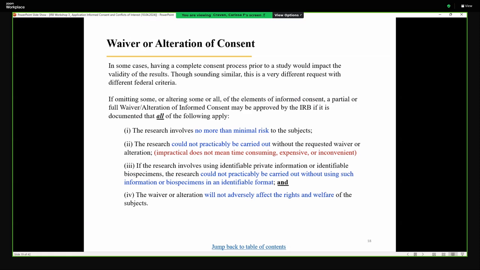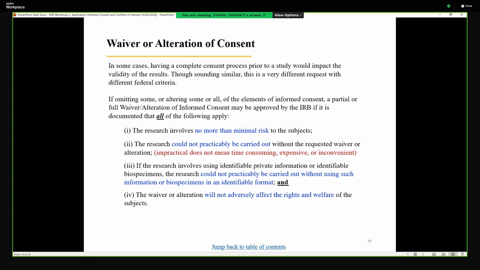If you are collecting identifiable private information or biospecimens, you also need to show or demonstrate or justify that you can't do it in any other format. You have to collect it in an identifiable way. If there's a way to do it without collecting that, the IRB will request you do that to reduce the potential risk that happens. And even if you're waiving or changing some of the language, it still cannot adversely affect the rights and welfare of the subjects.